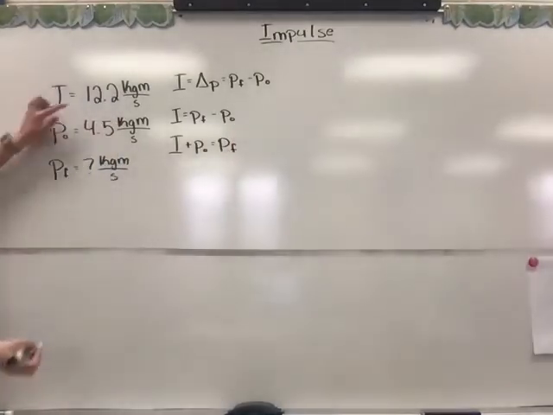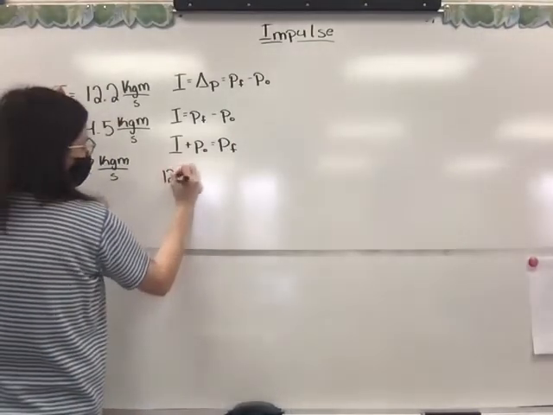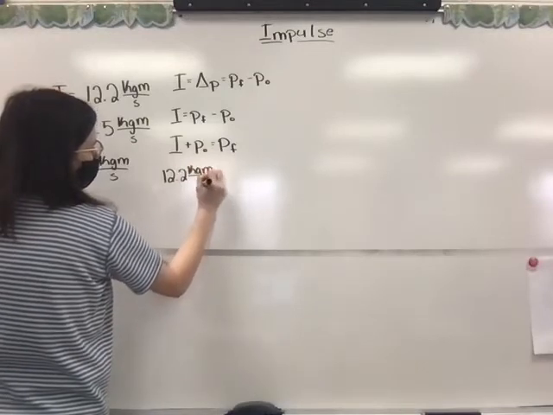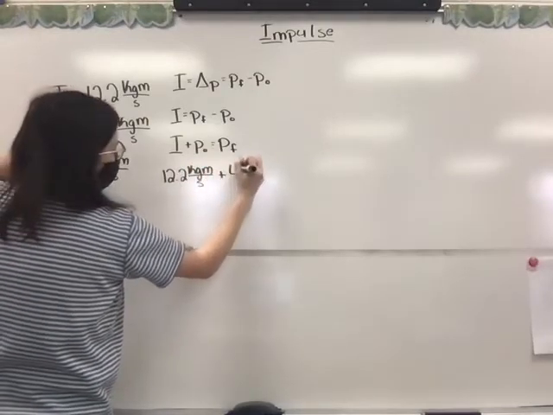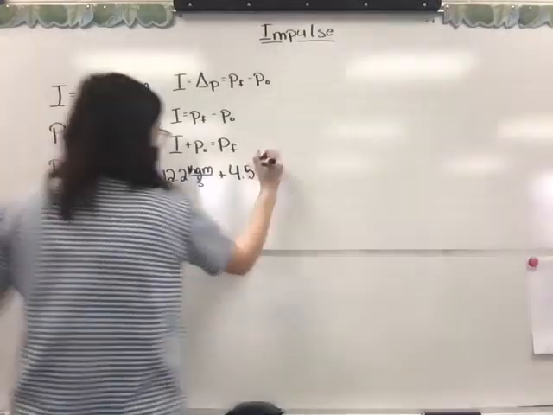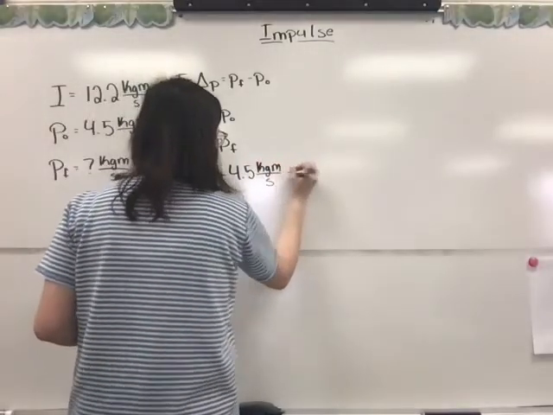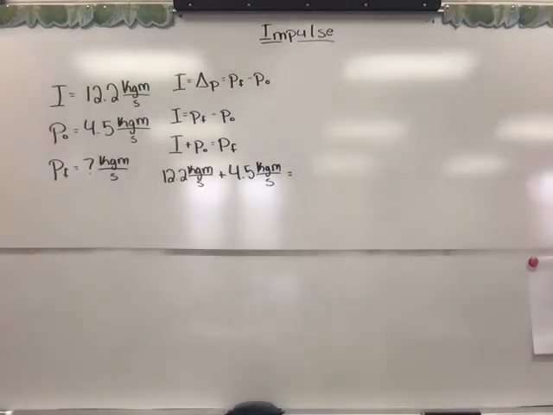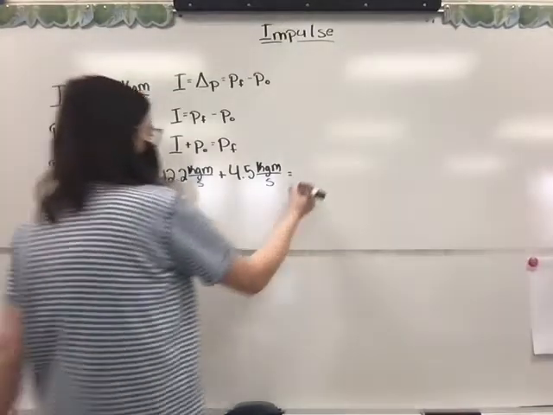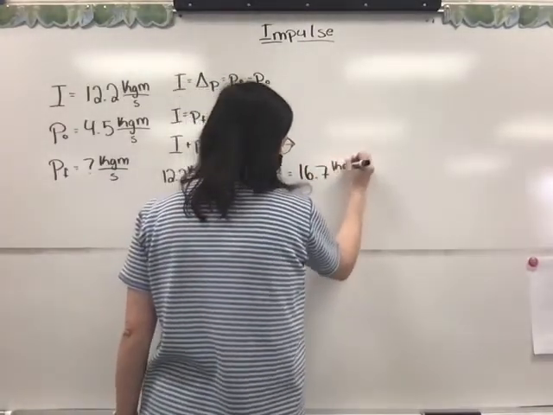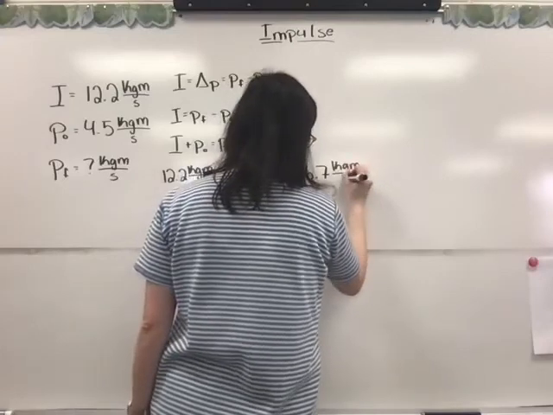So we should be able to take this impulse of 12.2 kilogram meters per second and add to it our initial momentum of 4.5 kilogram meters per second. And it's going to give us a final momentum of what? 16.7. Good job. 16.7 kilogram meters per second.